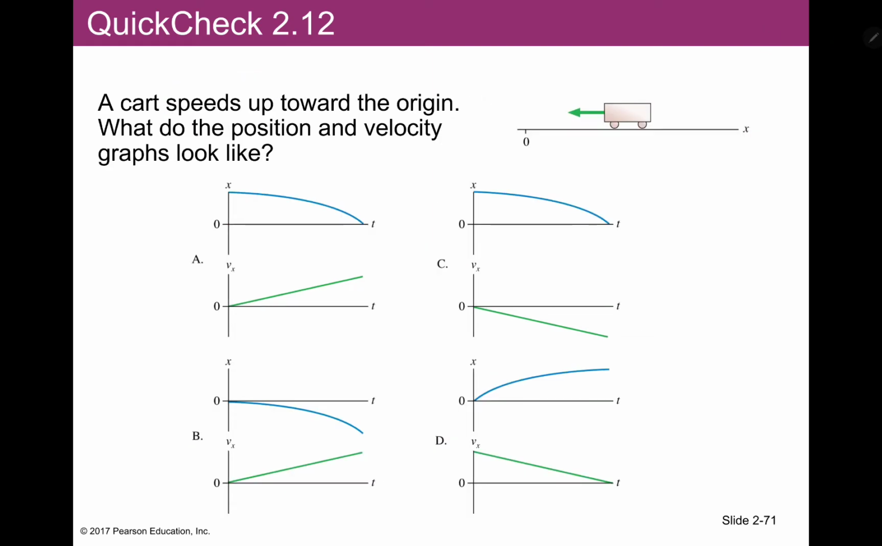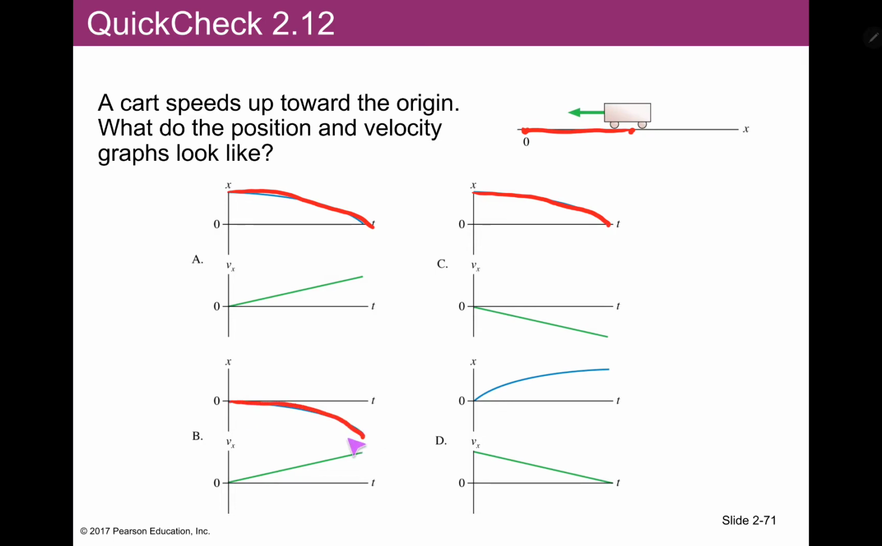Another question, similar. A car speeds up, velocity is increasing towards the origin. So it's moving to the left and the velocity is increasing. What do position and velocity graphs look like? Initial position is somewhere here, so it's positive. After some time it becomes zero because it's moving towards the origin. So I think the answer can be A, because this is correct. C is also correct. Initially positive, then becomes zero.